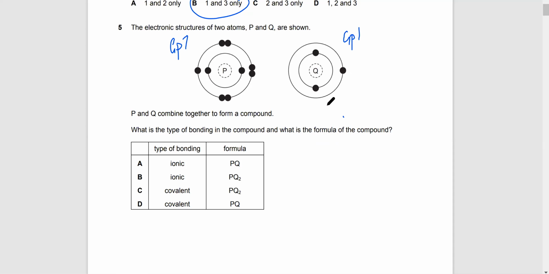So what would it be, ionic or covalent? Ionic. Okay, it's a metal and a non-metal. And what will the formula be? A, because it's going to lose 1 electron and this one is going to gain 1 electron.